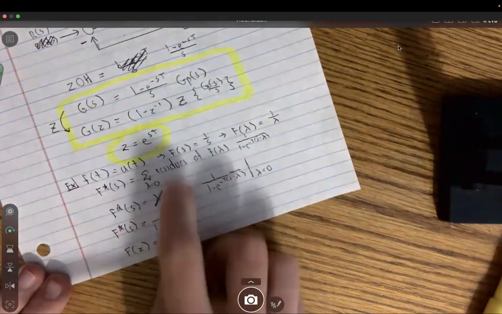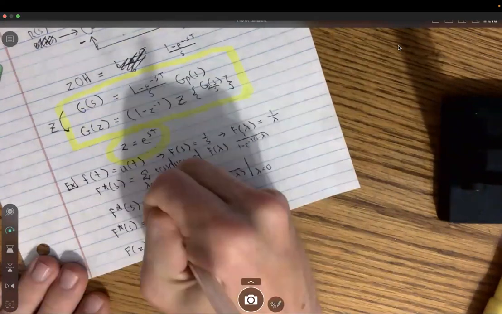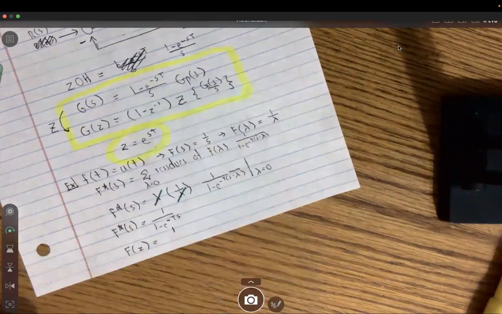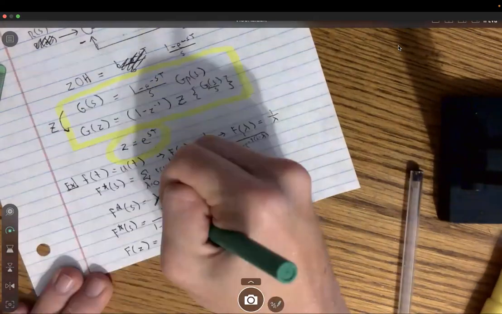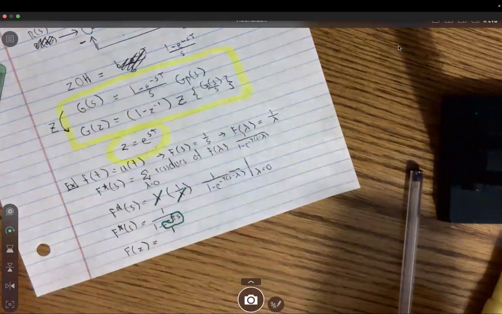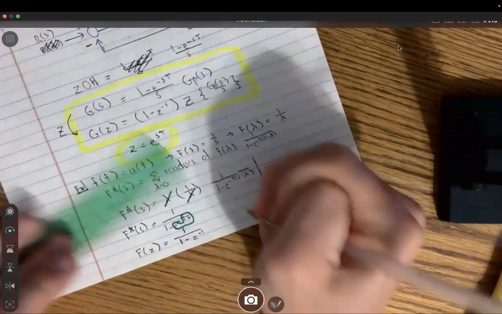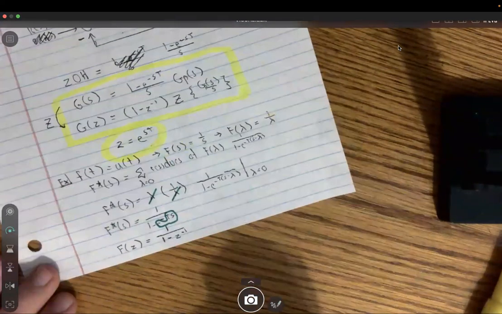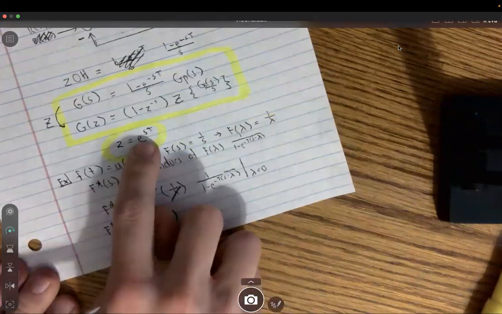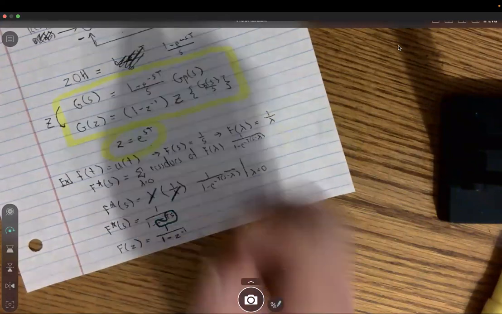Well, what is our z defined as? Z is defined as e to the st. So you have to substitute in here e to the st. That's everything right here. And so it's going to be 1 over 1 minus z to the negative 1, because the negative wasn't included in the definition of z. It's just e to the st. So that negative sign's still there, so that's why you have -1.